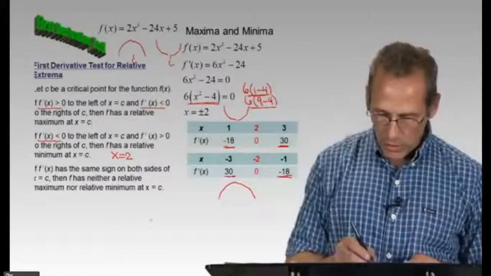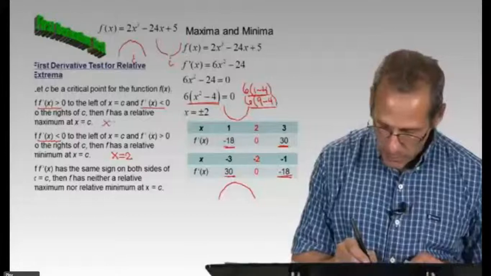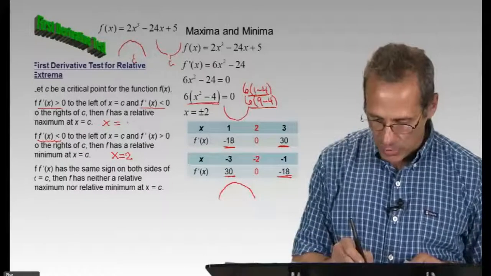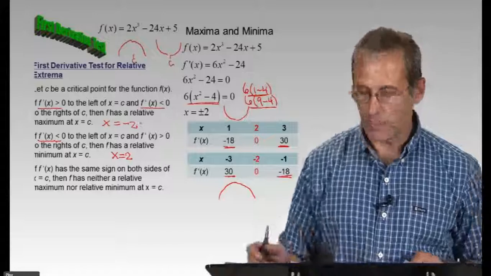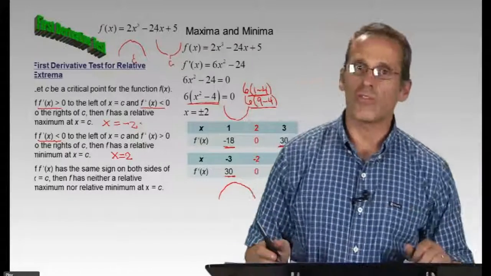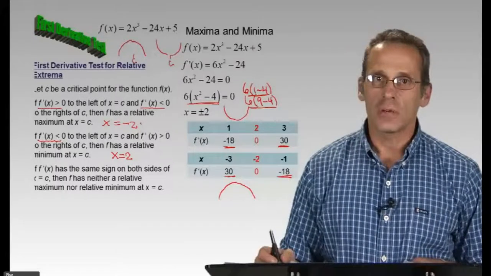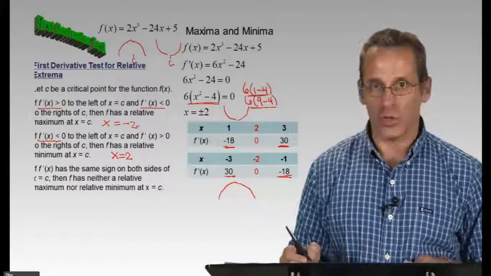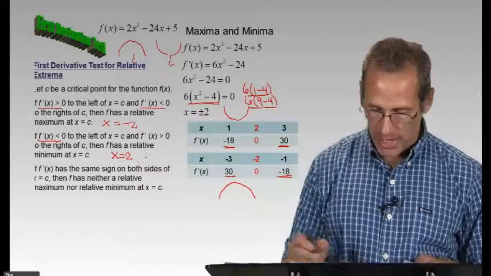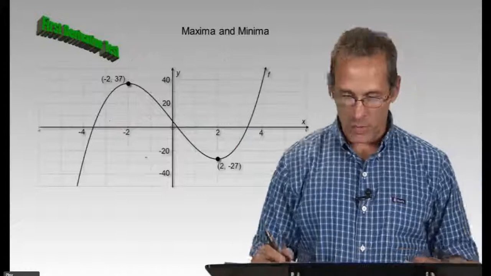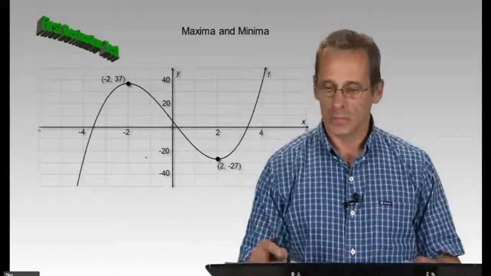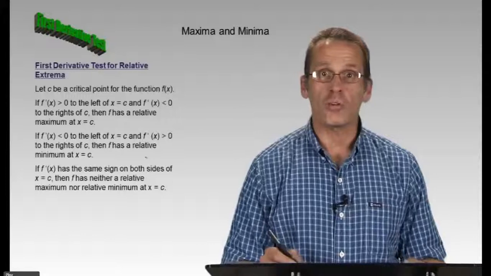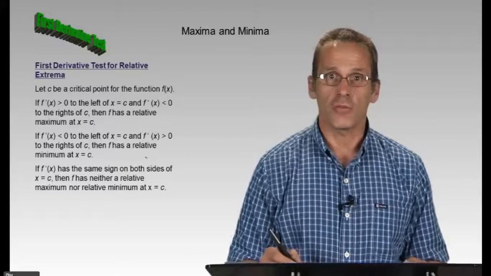So what do we conclude? Well, f has a maximum value. This maximum value occurs at x equals negative 2. Visualize what the graph would look like. A relative maximum at x equals negative 2. A relative minimum at x equals 2. And we sketch it. Well, on the screen is the first derivative test for reference.